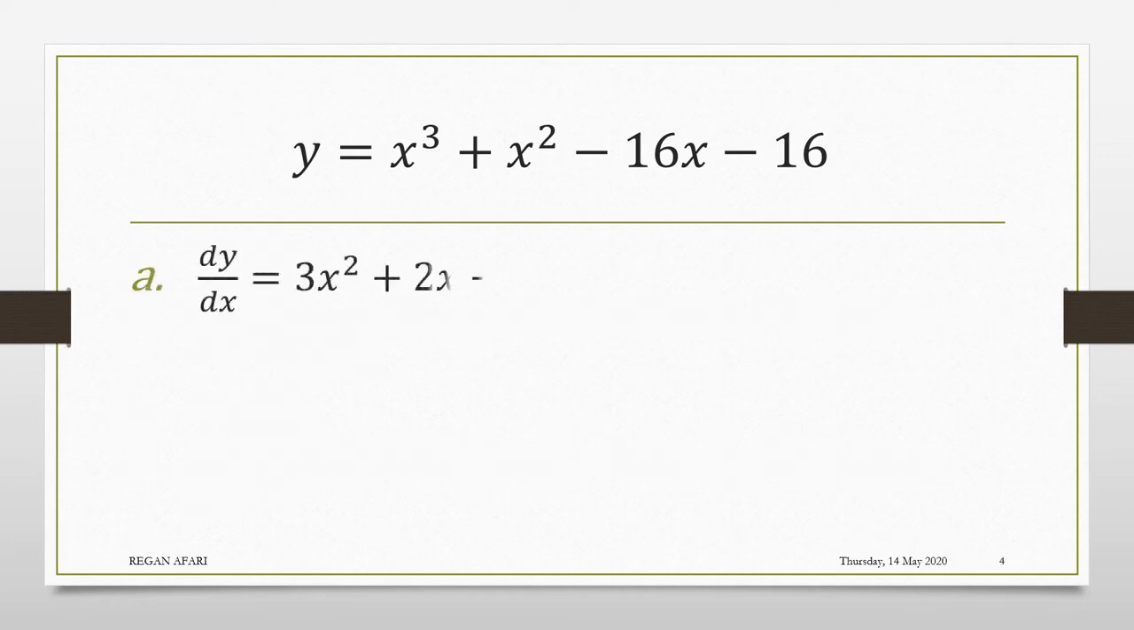Okay, so the first part said we should find dy/dx. So we will differentiate this with respect to x. So we will have 3x squared. Okay, so the 3 multiplies here, then you subtract 1 from the power. All right, so that's how differentiation works.